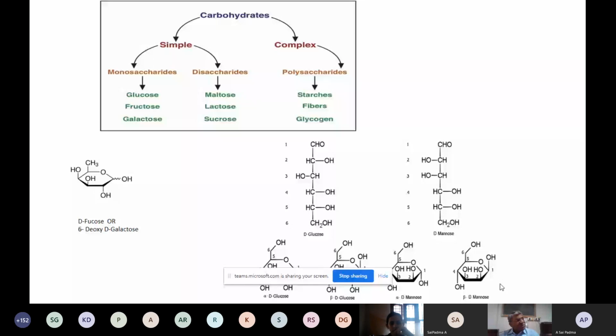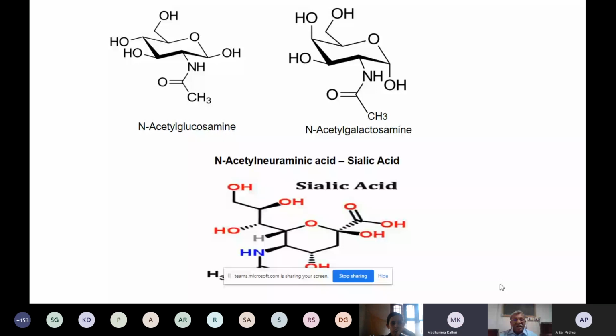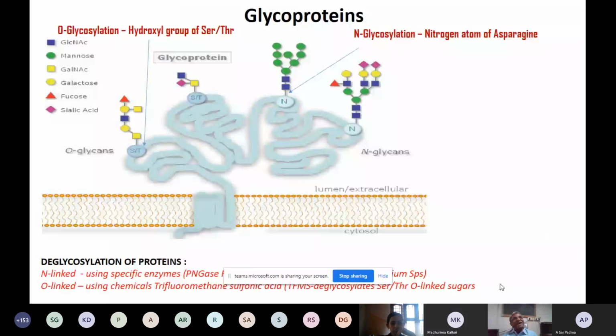Now, just as we know that 20 different amino acids make up a wide variety of proteins, the number of carbohydrates that make different types of glycan structures is much less than 10. For example, you have carbohydrates as monosaccharides like glucose, fructose, galactose, fucose, D-mannose, D-glucose, beta-D-glucose, beta-D-mannose. Next slide, please. N-acetyl glucosamine, N-acetyl galactosamine, and sialic acid. So these are the major carbohydrates that are present as constituent units in a wide variety of glycan structures.